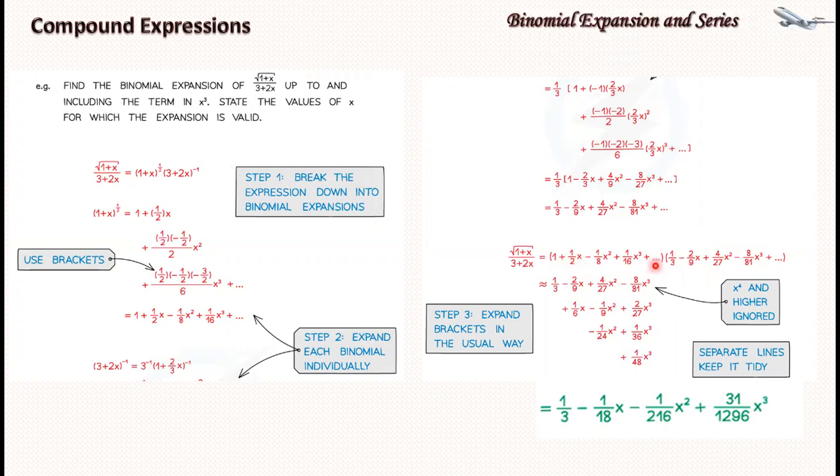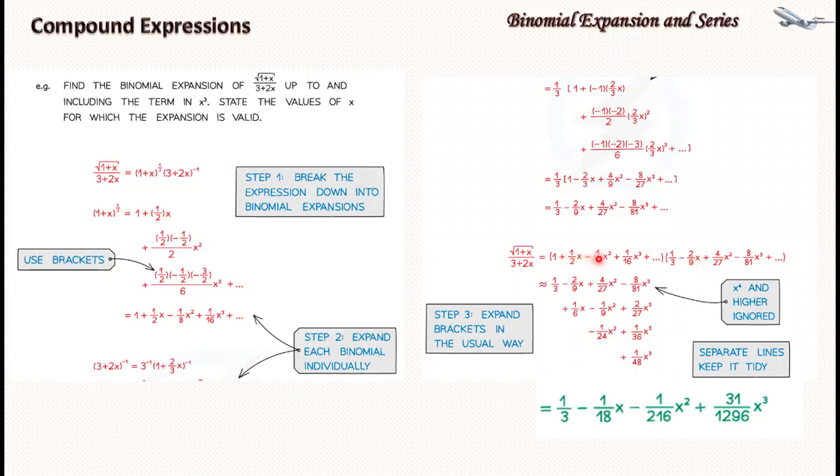Now a half x times 1 over 3 is 1 over 6x. This second line is for this a half x times this second bracket. The third line is for this minus 1 over 8x squared times this bracket. Like for this third line, minus 1 over 8x squared times 1 over 3 is minus 1 over 24x squared. Minus 1 over 8x squared times minus 2 over 9x is plus 1 over 36x cubed.